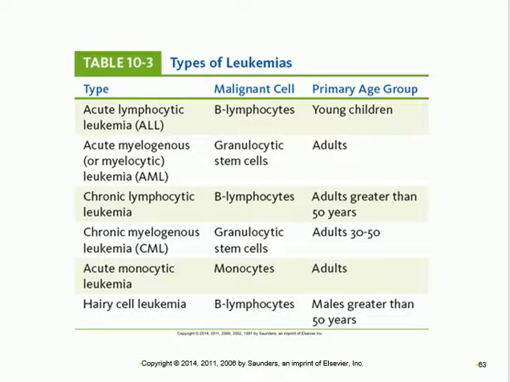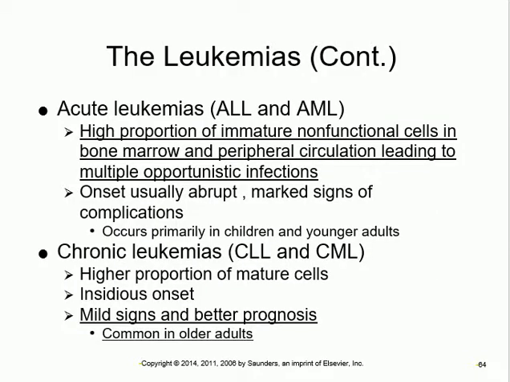But here is the rule that I want you to know. Simple. The acute is more in younger people. The chronic is more in older people. And you can have it in any line, lymphocytic, myelocytic, and so on, acute and chronic. You can have it in different types, but this is just generally speaking.